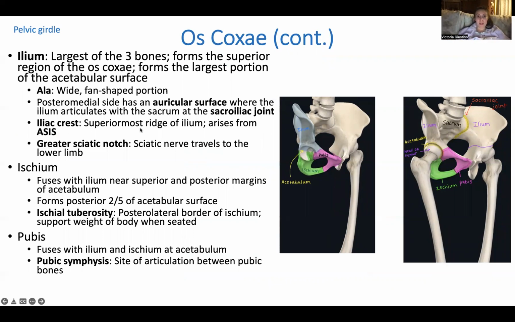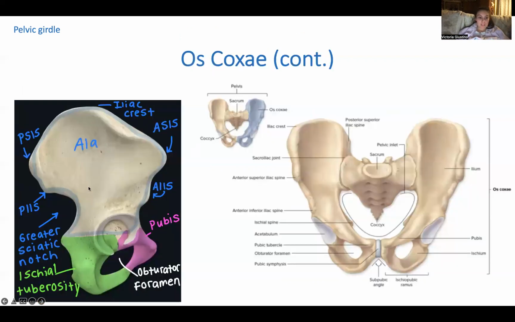And then one more thing about the ilium, at the iliac crest is the anterior superior iliac spine. So you can see that right here on this image, the anterior superior iliac spine. And what's important about that is that in females, it's about the level of the ovaries.